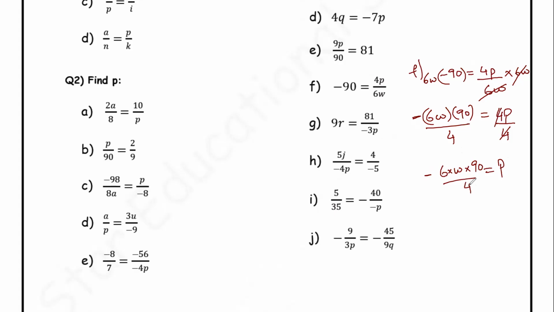Now 4 is an even number, 90 is an even number, 6 is an even number. So this is 2 times 3. This is 2 times 45. 2 and 2 is 4. This cancels out. So what we are left with is 3W and 45.